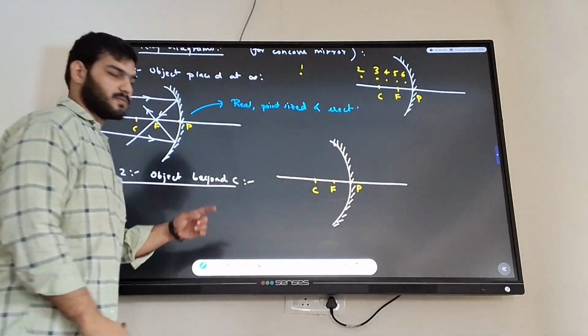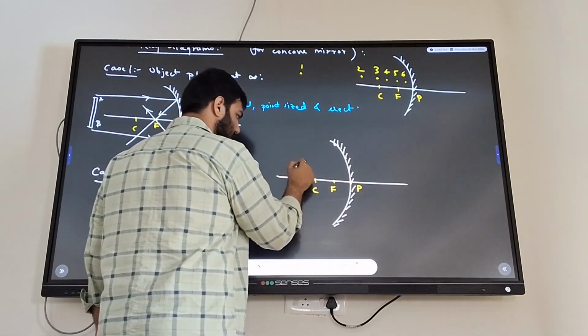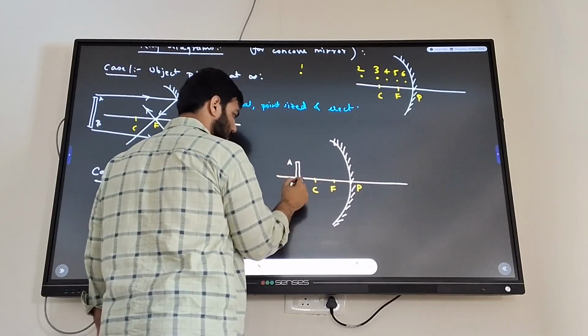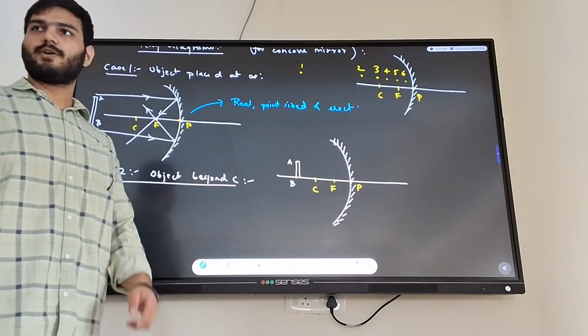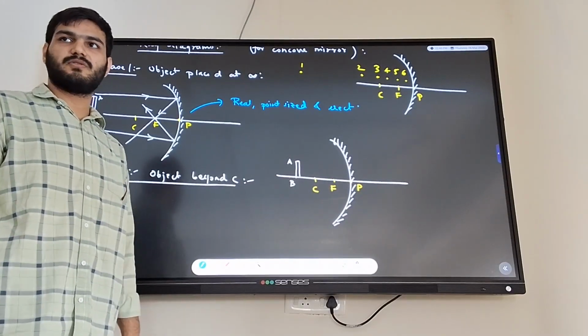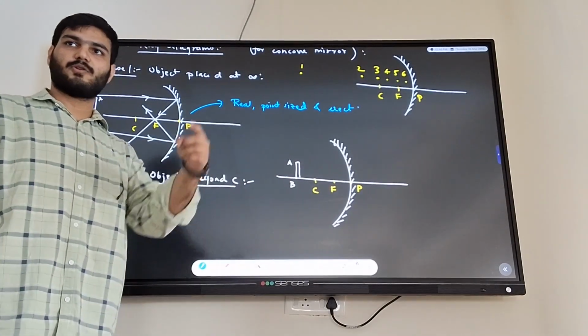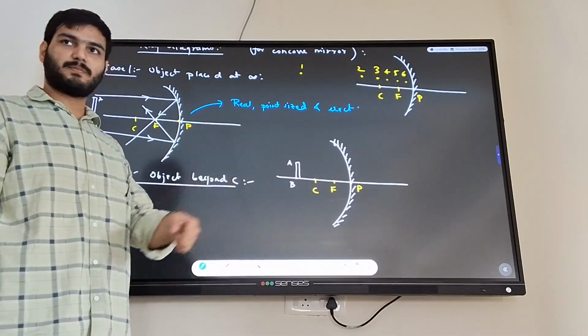If I place my object beyond C, something like this is my object AB. Let's say the rays are coming like this. Let me take any two rays, one parallel to the principal axis and the other passing through the focus.